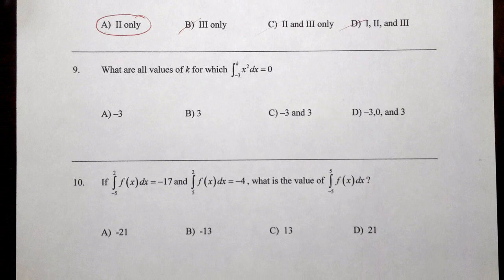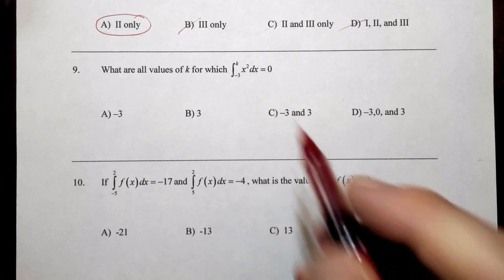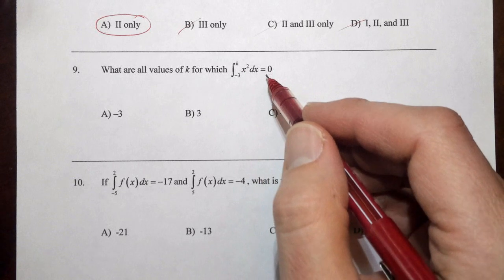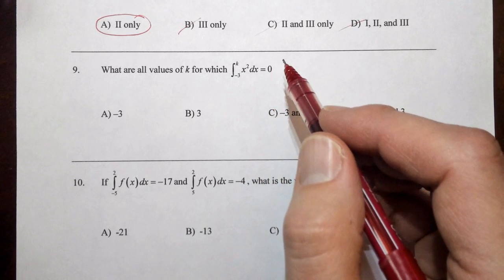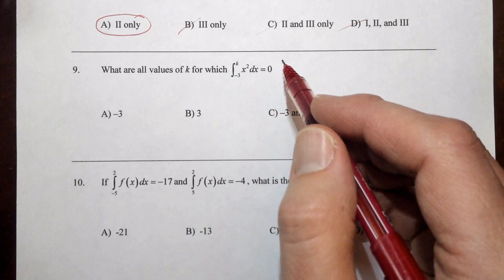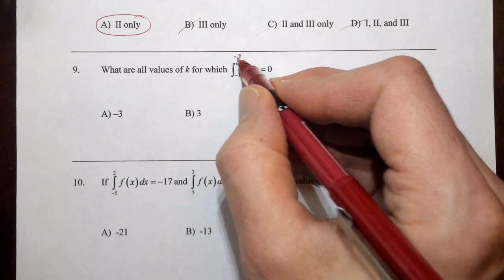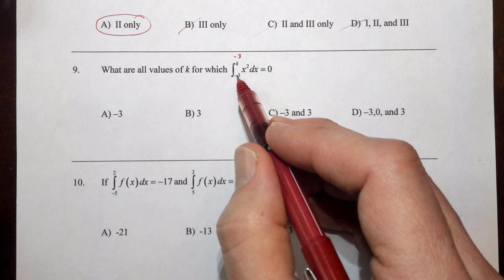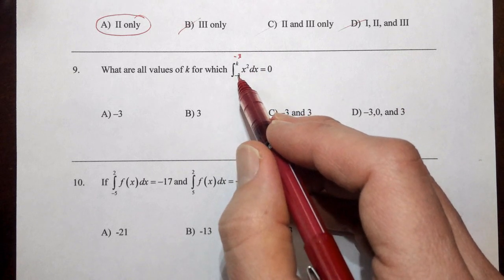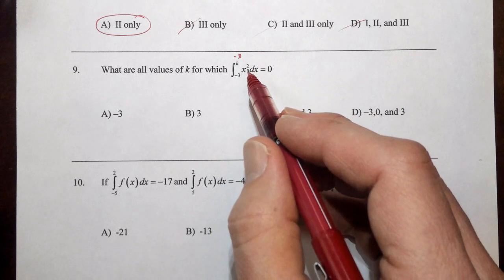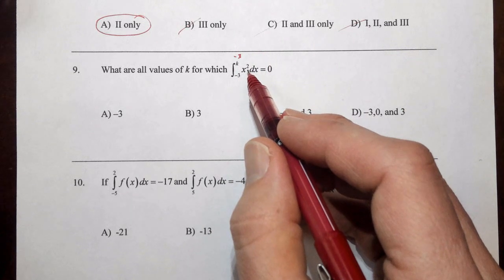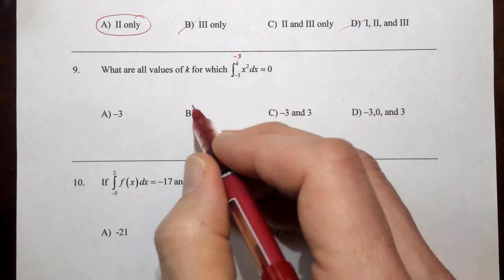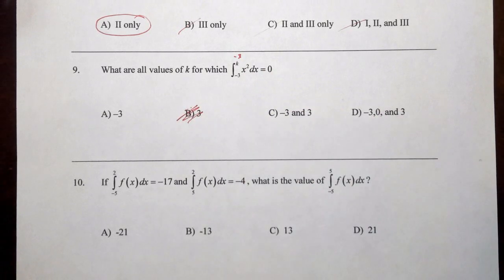Number 9, what are all values of k for which the integral from negative 3 to k of x squared dx is equal to 0? Okay, so we know there's definitely one answer that's going to work, and that is negative 3, because one of our properties was that if we have the integral from a to b and a is equal to b, so in other words negative 3 to negative 3, the area will have not accumulated anything and will automatically be 0. So negative 3 has to be part of the answer. All right, so b is out.